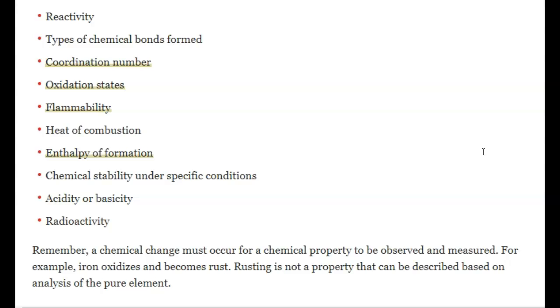So remember, again, a chemical change must occur for a chemical property to be observed and measured. So you're not going to be able to see the chemical properties unless you observe it. In other words, you're really not going to know that something is flammable unless you see that it is flammable, catches on fire. You may know that it's flammable, but you won't be able to observe it. For example, iron oxidizes and becomes rust. Rusting is not a property that can be described based on an analysis of a pure element. So in other words, just because we know it's iron, we can't know that it is corrosive unless we observe it. Okay, so it had to be something that was observed.